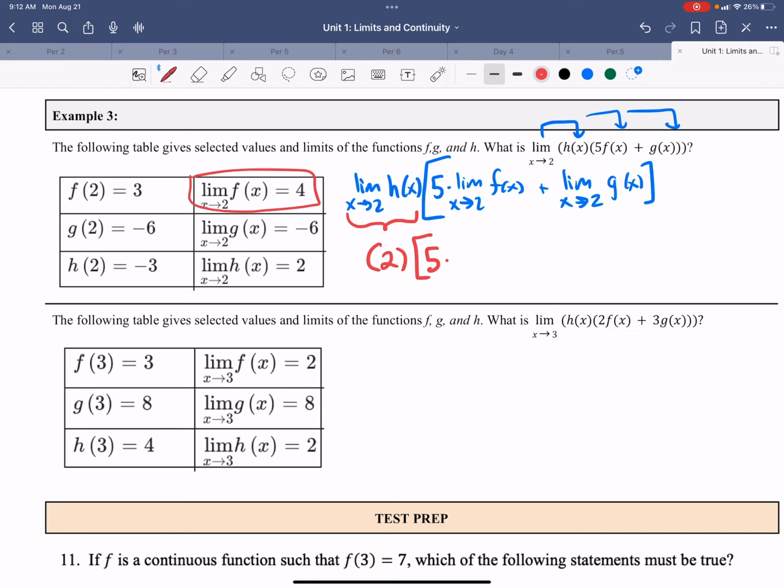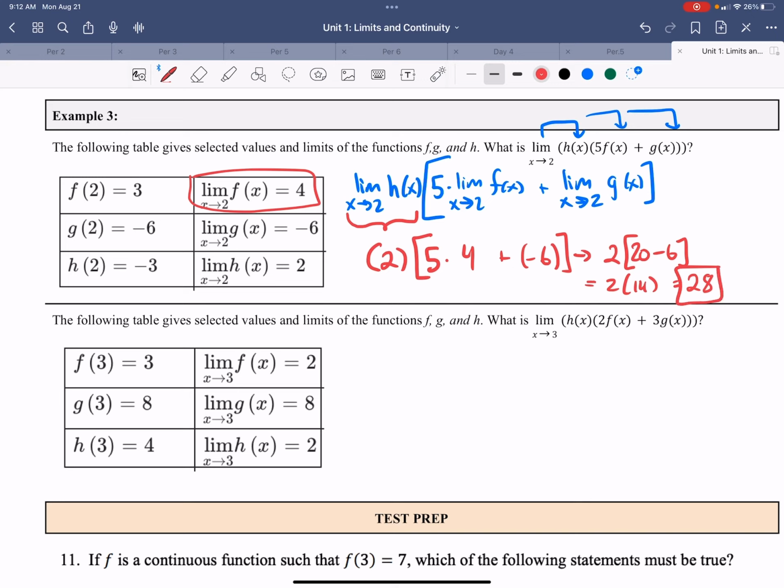Right, so we're going to have 5 times 4 plus the limit as x approaches 2 of g of x. g of x is negative 6. And this is going to turn into 2 times 20 minus 6, which is 2 times 14, which is 28.